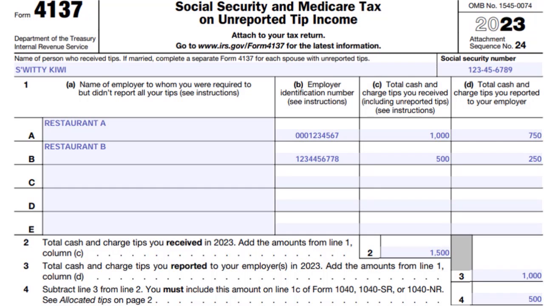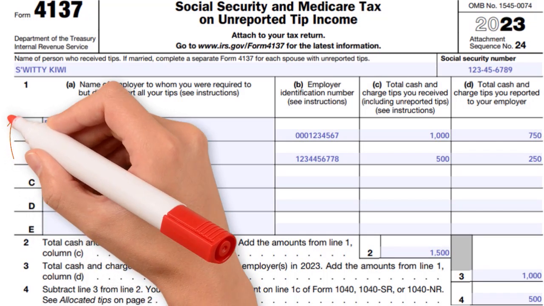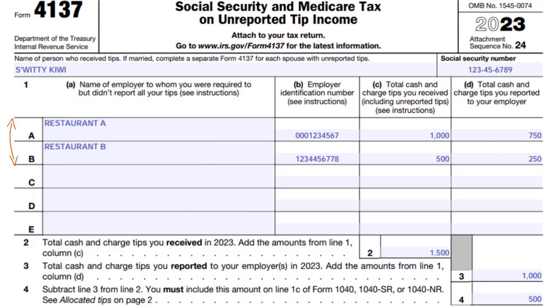You put your first name, last name, your Social Security number, and you have to identify the places where you got tip income. In other words, you haven't reported that income. So in our hypothetical example here, we have restaurant A, restaurant B. Again, this could be any place. For clarity's sake, for convenience's sake, I'm just using the restaurant industry.